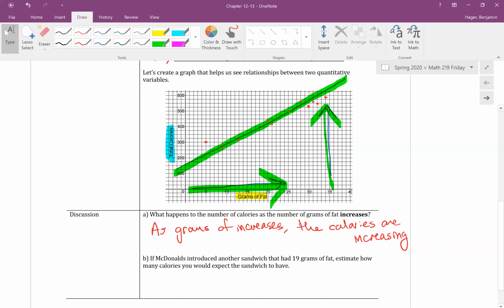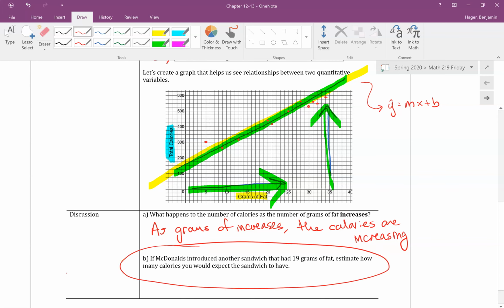Well, here's the thing. Why we want to learn how to describe this line. Because if I can get the equation of that line, I'm then looking at a formula that I can use to predict this data, okay? And so that's where we're getting to this, because then I can use that formula to sort of make estimates on other questions that we maybe don't have data for. So here it says, if McDonald's introduced another sandwich that had 19 grams of fat, estimate how many calories you would expect the sandwich to have.